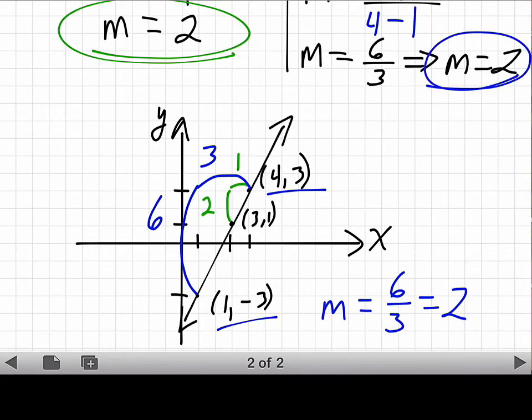And as it happens, these 3 points are on the same line. And so what we would say is that for any 2 points on this line, the slope, rise over run, is going to be 2.